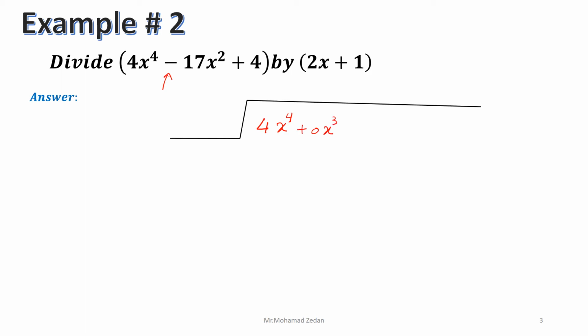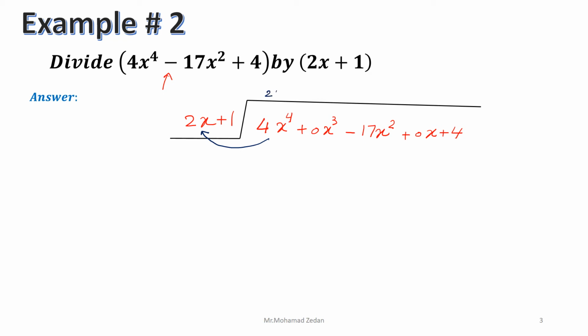Some students make a space here only, but it's better to write 0x cubed. Minus 17x squared. Plus, of course, we don't have x here, just write 0x plus 4, divided by 2x plus 1. Okay, let me change the color of the answer here. Okay, let's start. 4x to the 4, divide always by the first term in the divisor.